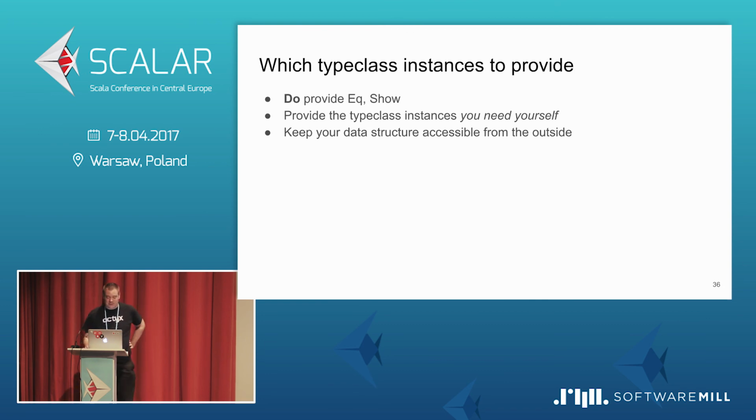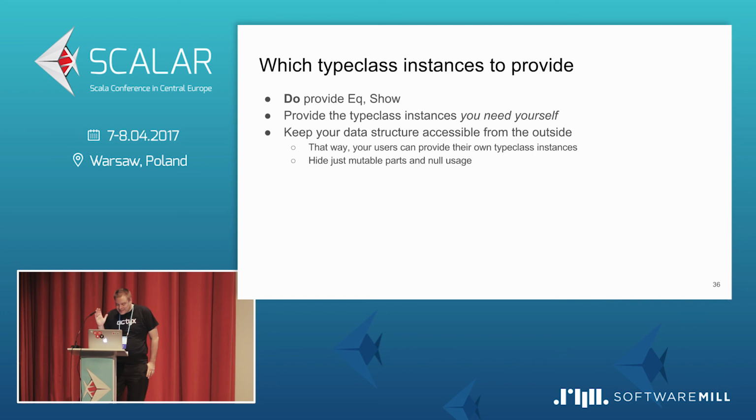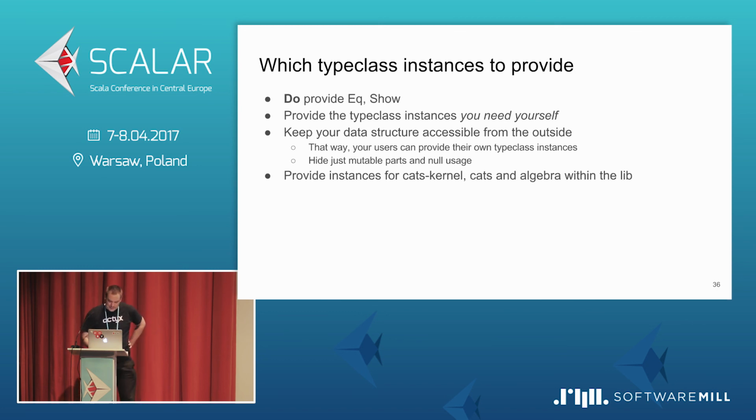And that's the next thing. You should keep your data structures accessible from the outside. So basically, the great thing about type classes is that they are not baked in, but they're external. So your users, if they need one particular type class instance, they can just implement it based on your open data structure. So obviously, you still have to hide some things. You have to hide if you do dirty things inside your data structure, like using null and using arrays and using mutability, you have to hide it. Because, yeah, that's just too much.